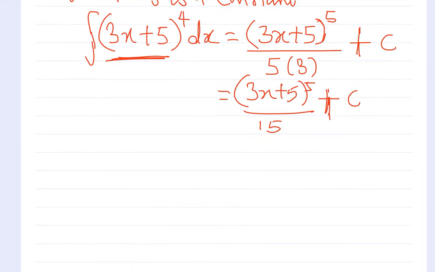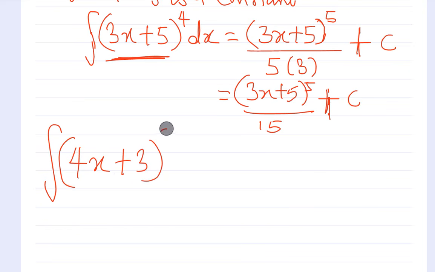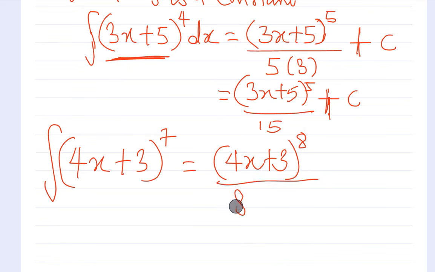So you can try it with this. Look at another example. In case you are saying it only works for the example I did, no, it doesn't. It can work for anything. Look at 4x plus 3 raised to power 7. If you apply the law, that will be 4x plus 3 raised to power 8. All over 8, then multiplied by the derivative of this one.